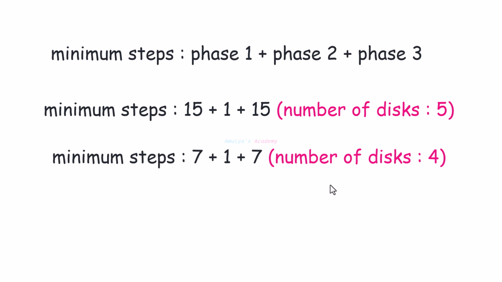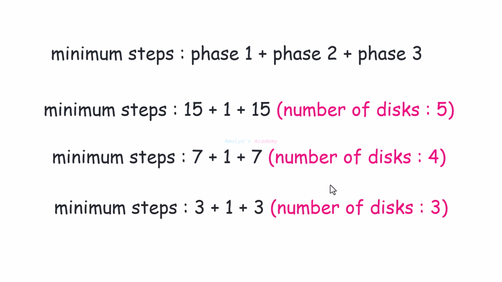If you have 4 disks, it will take a total of 15 steps. The first phase and last phase, that is the third phase, take 7 steps. 7 plus 7, 14, and the middle phase takes 1 step. So total 15 steps.